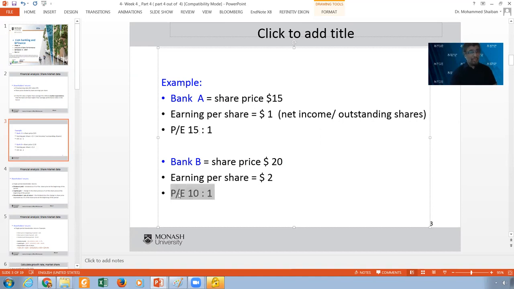So what happened is that the investors still earn only 1 here and 1 there, which is the earning per share, but they see something in Bank A that is growing in the future. And this is why they are willing to pay now 15, expecting a growth and expecting the earning per share to be higher in the future. So this is the first concept.